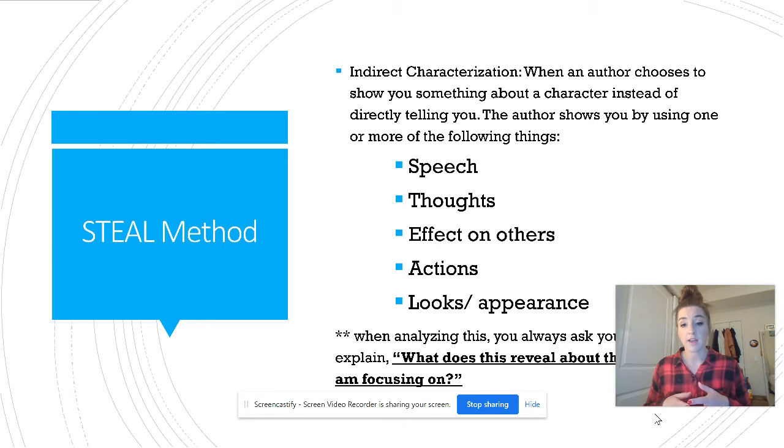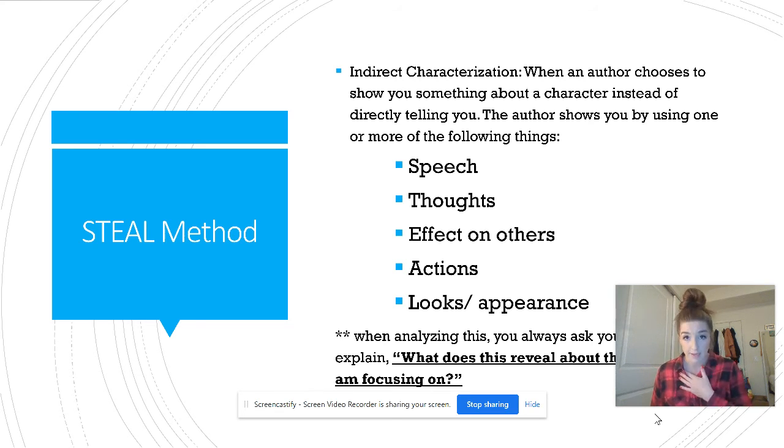Another way to look at that is also their facial expressions. If the author is describing how they display their emotions on their face or their body language, that's important to take note of. When you're analyzing this, you're always going to ask yourself this very particular question, and it's underlined on this slide for you. This very particular question, and then actually explain that. So, what does this particular thing reveal about the character that I am focusing on?